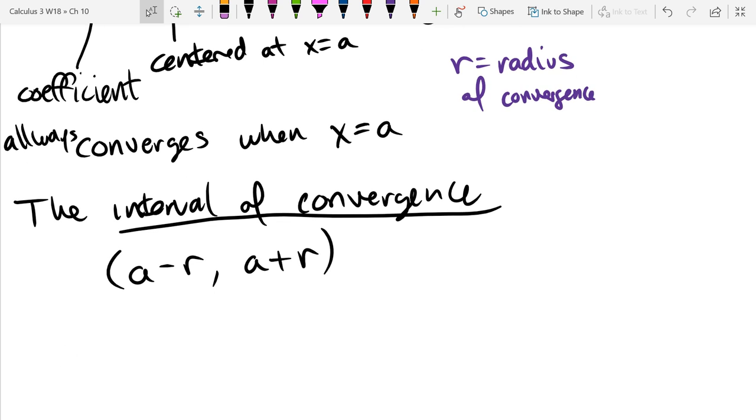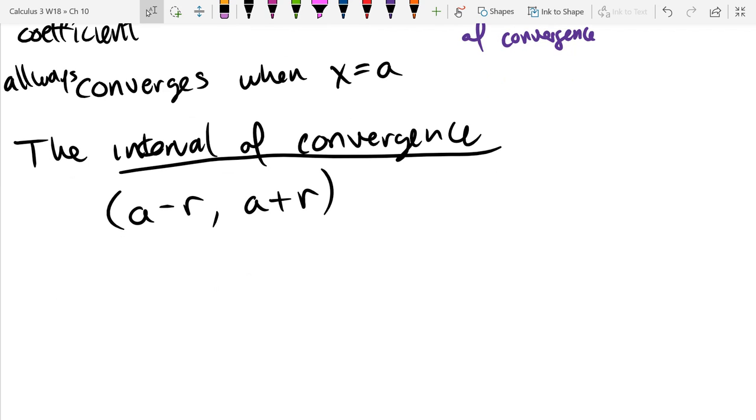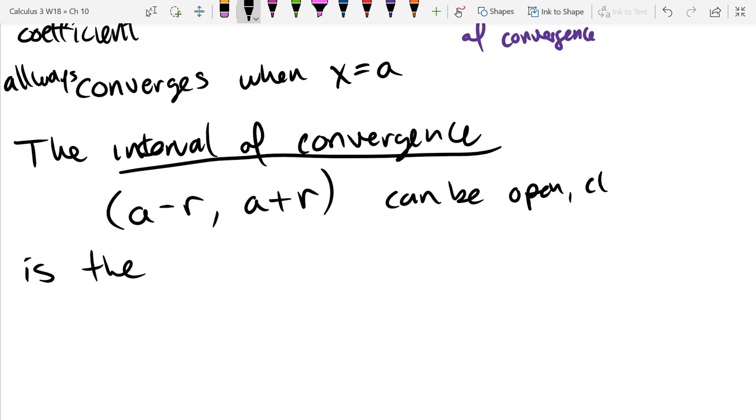Now the tricky part is once you get r, which is the first thing that you're going to find, you have to decide separately, is the left endpoint included and or the right endpoint included? So sometimes it's open, sometimes it's half open, half closed, sometimes it's closed on both sides. So you have to decide individually on each side. So the interval of convergence can be open, half open, half closed.